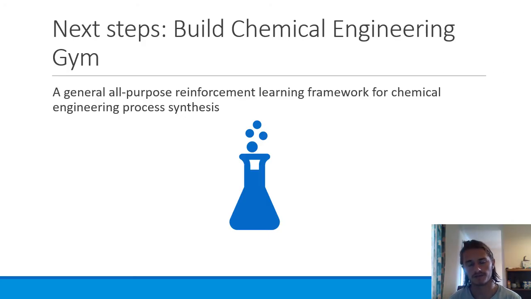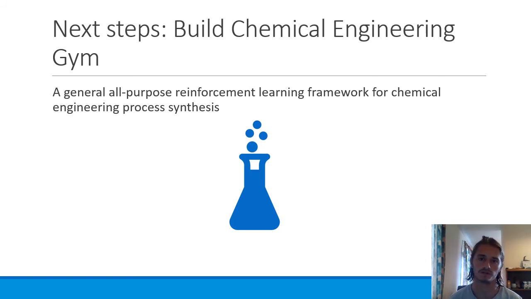So we've seen in Distillation Gym that reinforcement learning can be applied to simple chemical engineering process synthesis tasks, designing chemical engineering processes from scratch. The next step in this work is to create something I call Chemical Engineering Gym, which would be an all-purpose reinforcement learning for process synthesis framework that allows reinforcement learning to be applied to a broad set of process synthesis problems. The key thing to do here would be to extend the action space of the agent to include many more actions. So if one thinks about the actions that a human takes when designing a process within a process simulator, we would want to include all of those actions that are important.